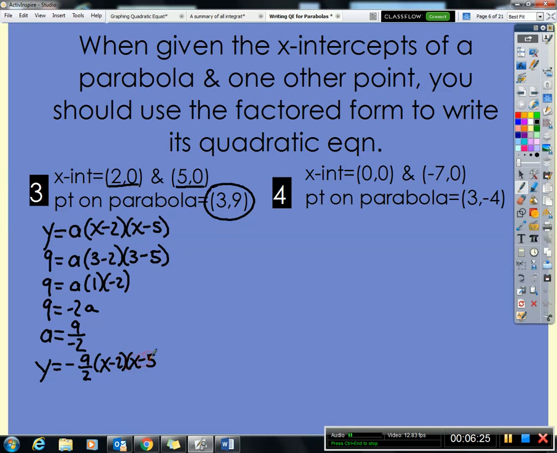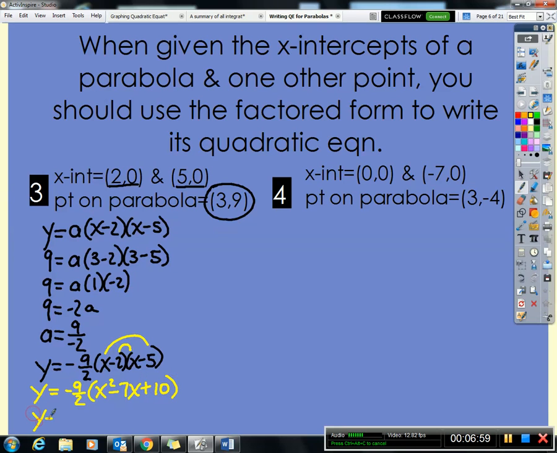If you are asked just to write the equation, you can stop right there because factored form is okay. If you're asked to write the equation and put the final answer in standard form, then you go one more step, because again, I'm showing you two ideas. Step 1, do your FOIL. First it's x squared. Outer is negative 5x. Inner is negative 2x. Negative 5, negative 2 is negative 7. Last is positive 10. Now distribute.